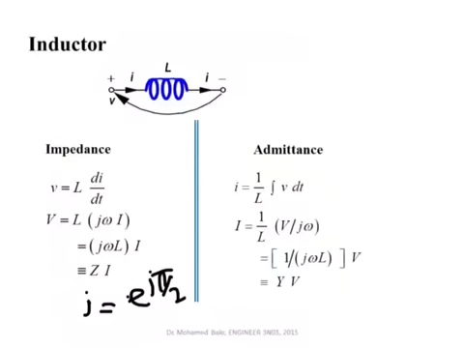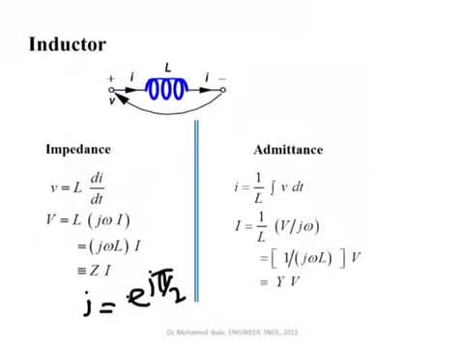So if I ask you for the impedance of the inductor in any AC circuit, you should always remember the impedance is jωL. Omega is the angular frequency in radians per second. L is the inductance in henries. When you multiply these, you get impedance in ohms, and it is a complex number. The phasor of the current is a complex number. The phasor of the voltage is a complex number.